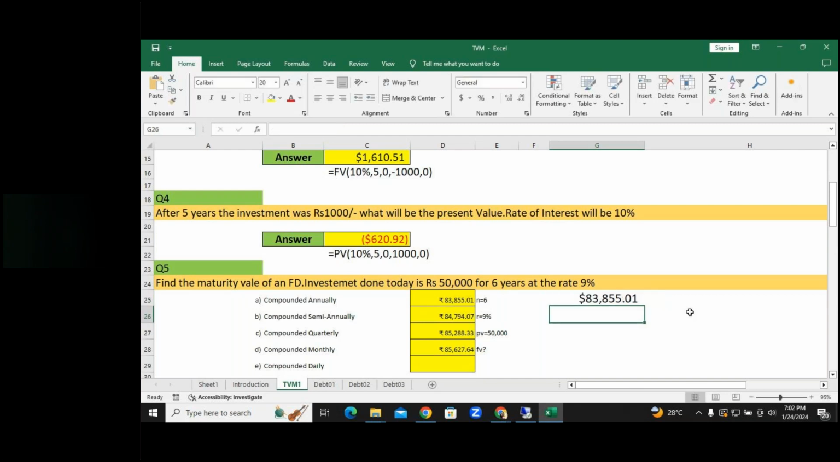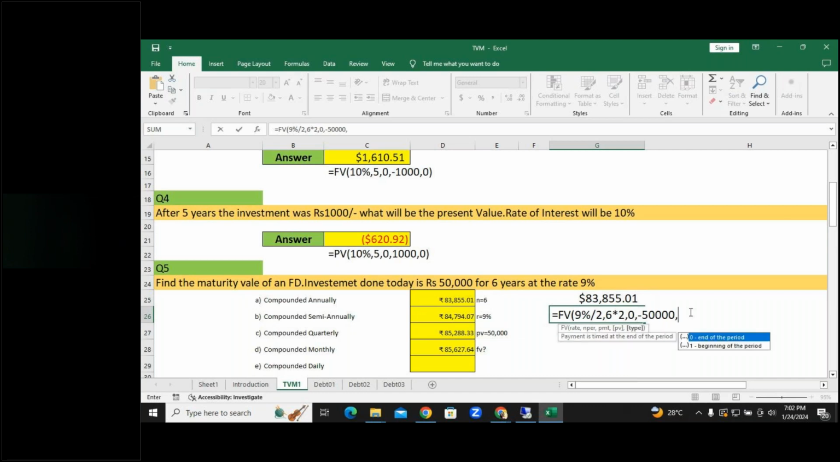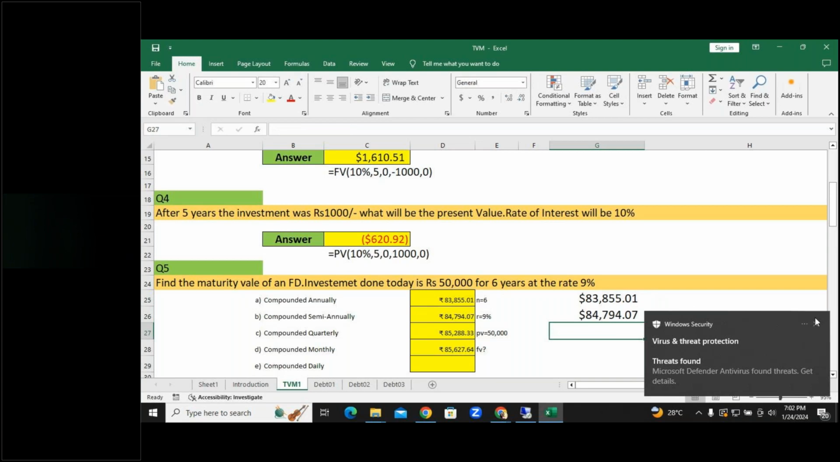Okay. So if the same amount is compounded semi-annually, then equals FV, open the bracket, rate is 9% divided by 2. So semi-annually means it is split twice, like every 6 months. So divided by 2, comma NPER is 6 multiplied by 2, comma PMT is 0, comma present value 50,000 as investment, comma I wanted to check it for end of the period. So if the FD is compounded semi-annually, then I am going to get the amount of 84,000.